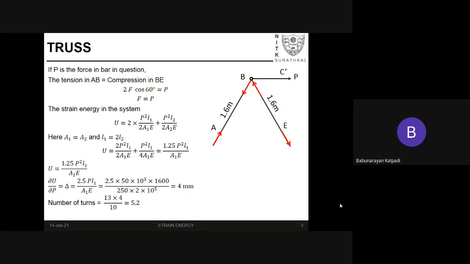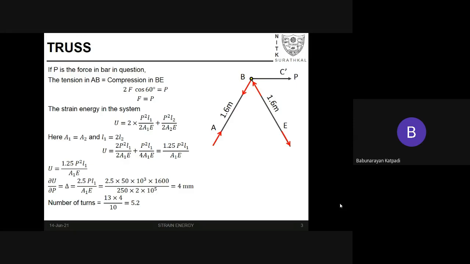Now in all the quantities, we substitute for them. 2.5 into P, the bar force to be induced is 50 kilonewtons. So we put it as 50 into 10 to the power of 3 in terms of newtons. L1 is 1600 millimeters. 250 is the area of all the bar, divided by 2 into 10 to the power of 5, gives us the displacement as 4 mm.